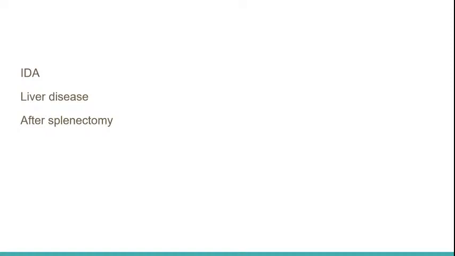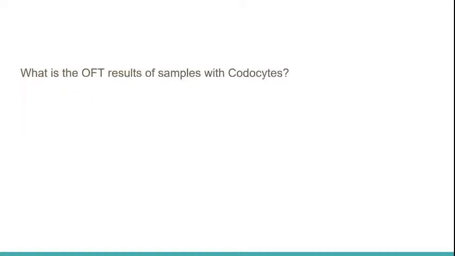Now, target cells may be seen in the following conditions: IDA, liver disease, and of course, post-splenectomy conditions. All right? So post-splenectomy. IDA, liver disease, and after splenectomy.